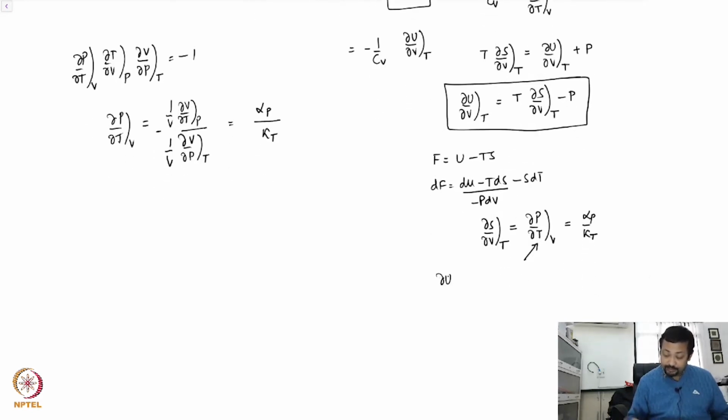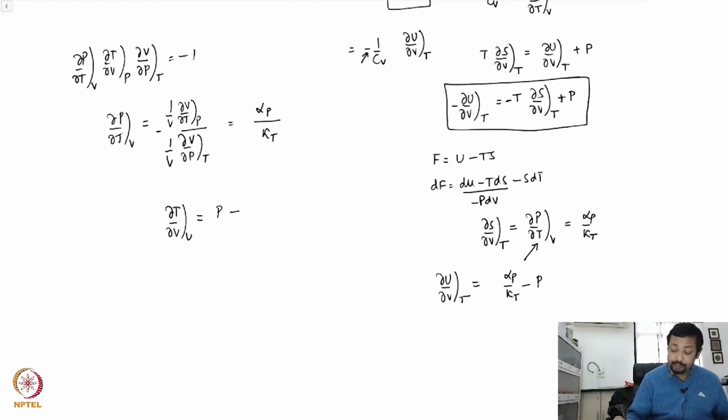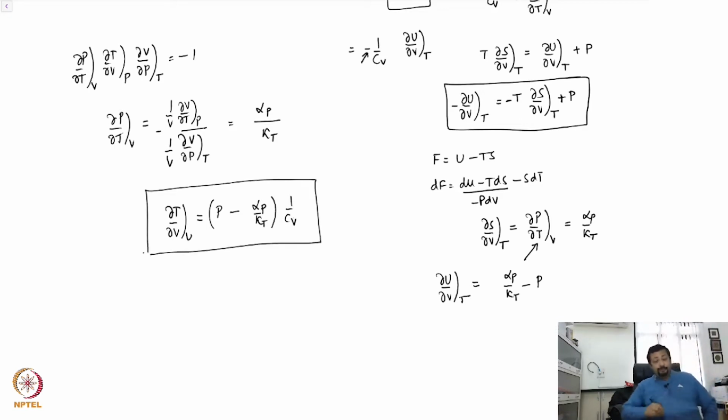Hence, I have (∂U/∂V) at constant T is α_P over κ_T minus the pressure, so that (∂T/∂V) at constant U is going to be, there is a minus sign overall over here, which means if I use this relation, this becomes minus (∂U/∂V) at constant T, which is minus, and this is plus, so pressure minus α_P over κ_T, times 1 over C_V. And this is the relation that you are looking for.